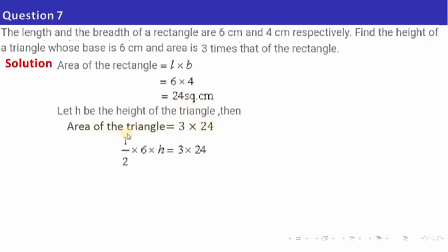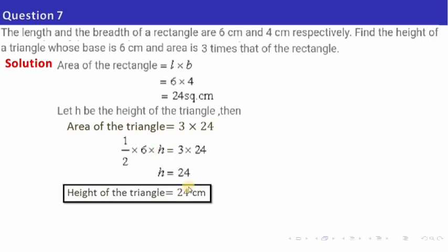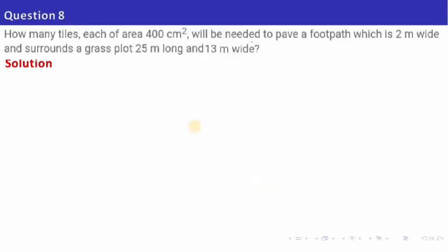Now all of you know the area formula is half into base into height, and base is given to be 6 and height is h. Okay, so from here we'll calculate h. Do the cross multiplication, you get the value of h to be 24. So that means your height is 24 centimeter. All right, so pause the video and note down your solution. Let's move to the next question.